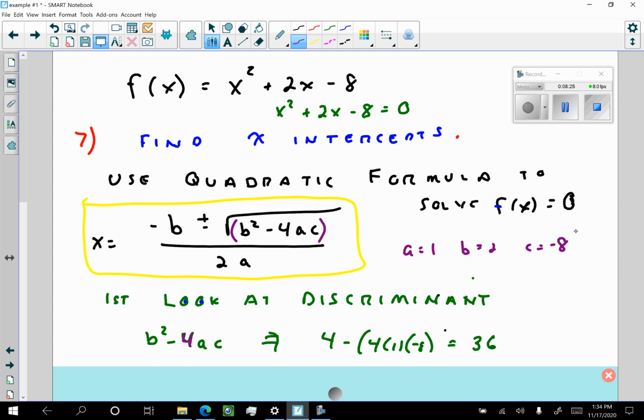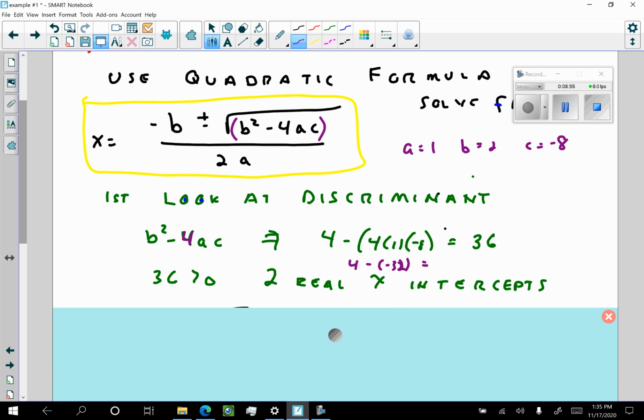Now I'm going to put the 2 in for b squared. That's going to be 4. Minus 4 times a, which is 1, and c, which is -8. 4 times -8 is -32. 4 minus -32 is equal to 36. That's going to be nice. Since the discriminant is positive, there are 2 real x-intercepts. That graph is going to cross the x-axis.